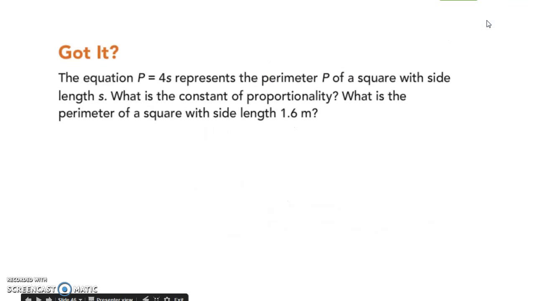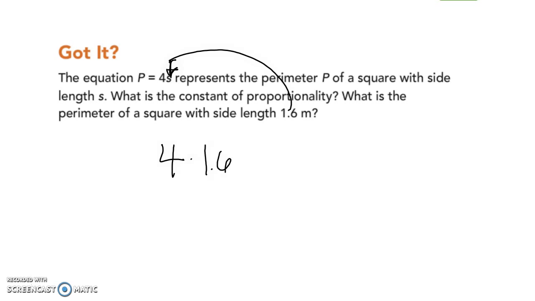Okay, what about this equation? What is the constant of proportionality here? It should be what? 4, right here. You see the 4? That is our constant of proportionality. What is the perimeter if we have side lengths of 1.6? We just plug in the side length of 1.6 for x right here. So 4 times 1.6, punch in the calculator, gives me 6.4. So the perimeter would be 6.4.